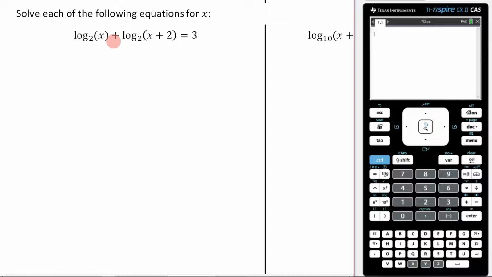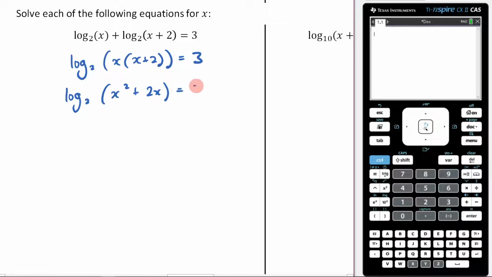According to our log laws, what that means is we can multiply the arguments here. So this will be log base 2 of x multiplied by x plus 2. So we're just using our log laws there. We can now expand that out. So that means we're going to get x squared plus 2x is equal to 3.